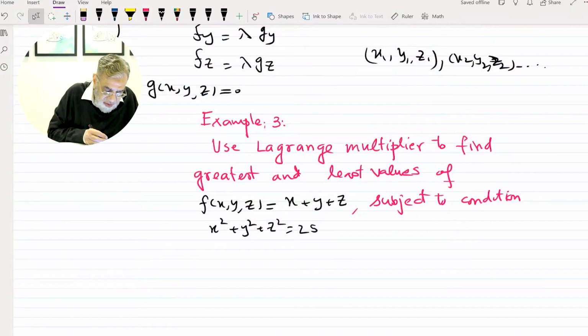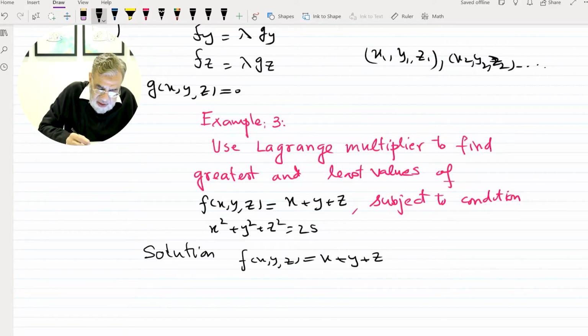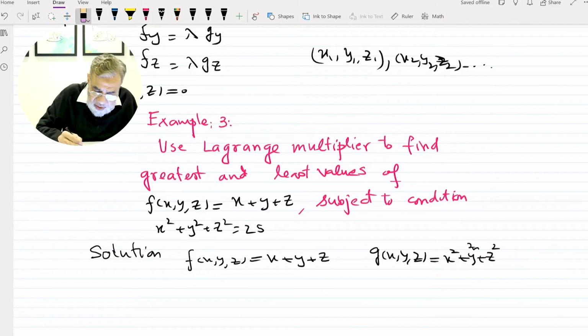So we are having 2 functions. When we want to find the solution, we write our 2 functions. One function is the one we want to find the maximum and minimum of, the sum of the numbers x, y, and z: f(x, y, z) equals x plus y plus z. And the constraint, the condition, is g(x, y, z), which is x squared plus y squared plus z squared minus 25 equal to 0. This is not something new for you. You already know this one. This is the equation of a sphere.